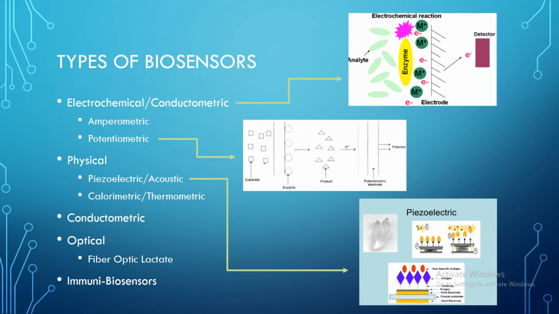For example, there is the electrochemical biosensor, which has two different types: the amperometric, which is based on electron movement, and potentiometric, which makes use of ion selective electrodes.